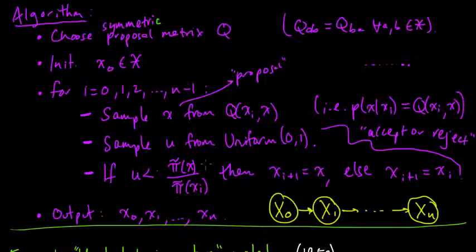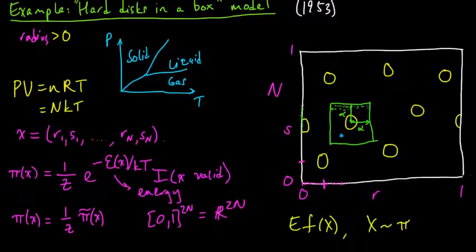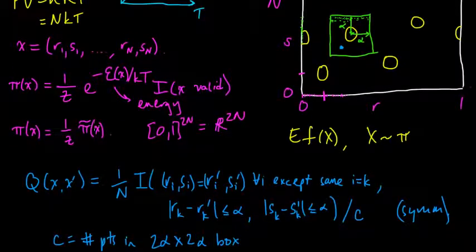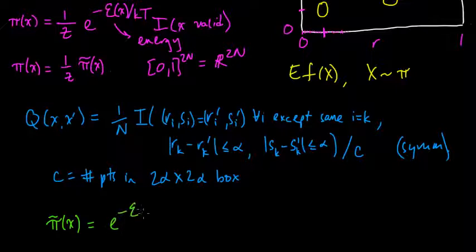And now we need to decide whether we're going to accept or reject that proposal. So how do we do that? Well, first we sample a uniform 0, 1, and then we evaluate this ratio, pi tilde x over pi tilde xi. Just to be concrete, let's write what pi tilde of x is. Pi tilde is this e to the minus epsilon x over kt times the indicator that x is valid.